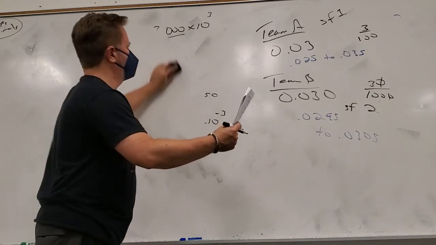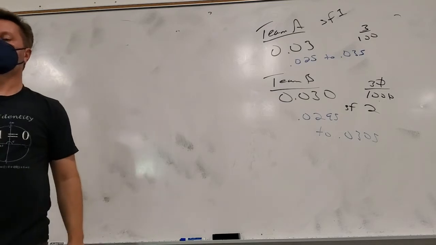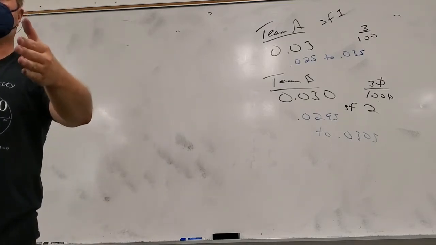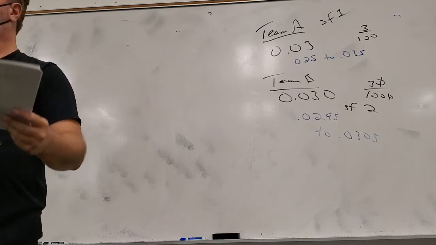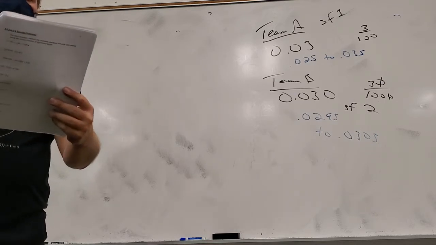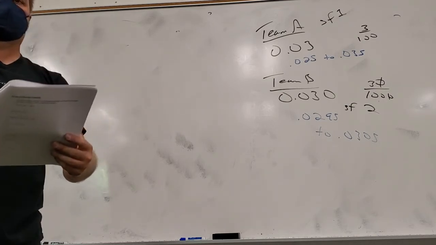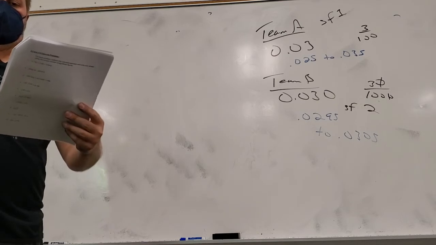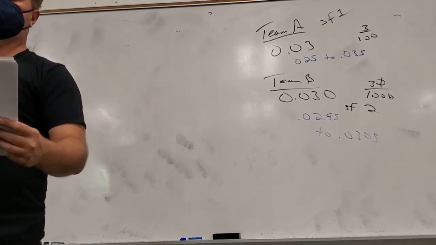Did we finish all these? Number 4 would be 3. Good. It's a whole number, so you stop at the last non-zero. 1, 2, 3. Number 5. Same idea. Whole number. You stop at the last non-zero. So what's 5? 5 is 4 sig figs, because you stop at the last non-zero. You only count to the end for decimals. So number 6. I love it.